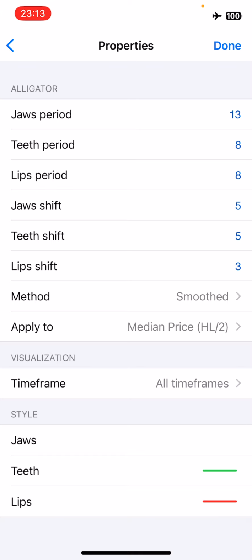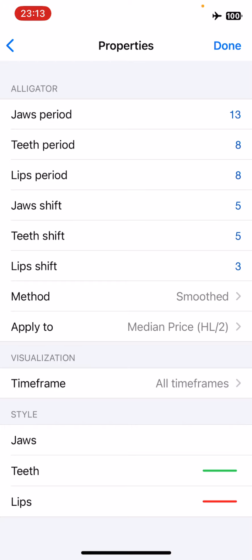We're going to have a jaws period of 13, a teeth period of 8, a lips period of 8 as well, a jaws shift of 5, a teeth shift of 5, a lips shift of 3, and the method is smoothed. And then on apply to, you choose median price, and on the time frame, again, you can allow it to be on all time frames.